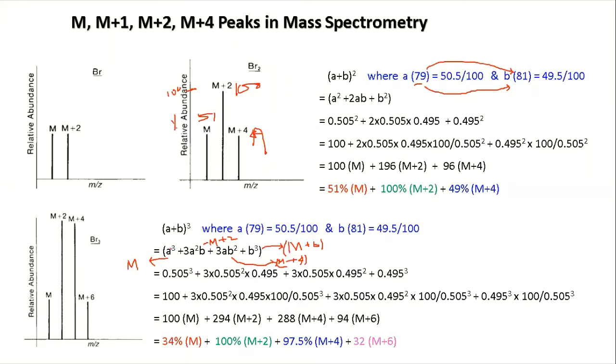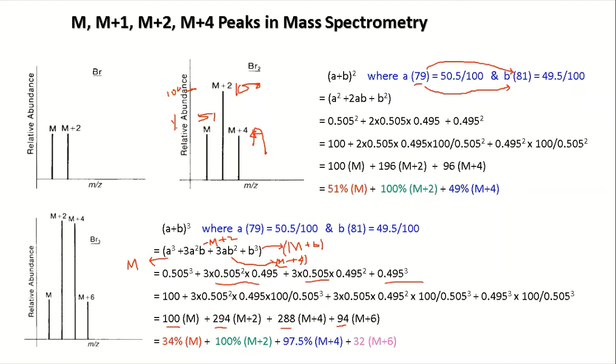Got it? Now you do the calculation accordingly. As usual, you put the value of its abundance in percentage. So A is 0.505. You put Q, then 3A square B, 3AB square, then BQ. And individually you do the calculation, make AQ the 100% and look at the situation of the others. If I do that calculation, I'm getting AQ, that is M, giving 100, M plus 2 is 294, M plus 4 is 288, and M plus 6 we are getting as 94.